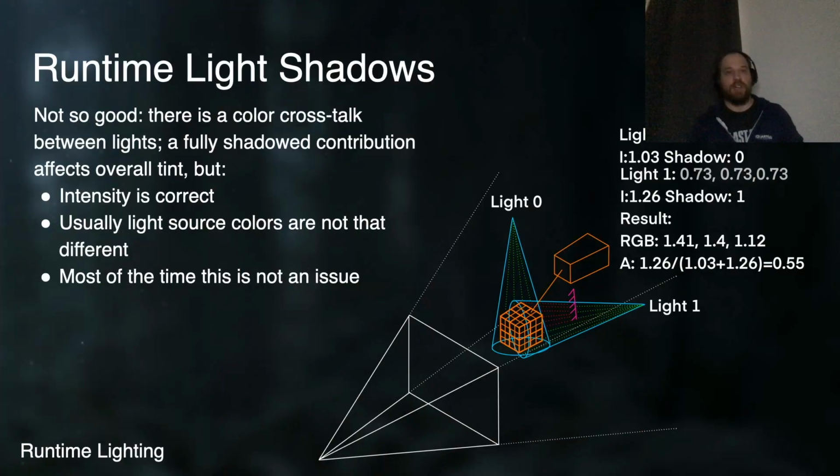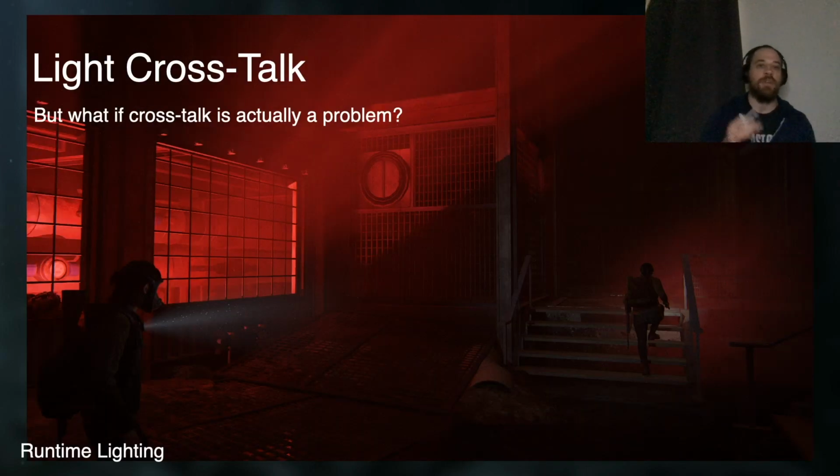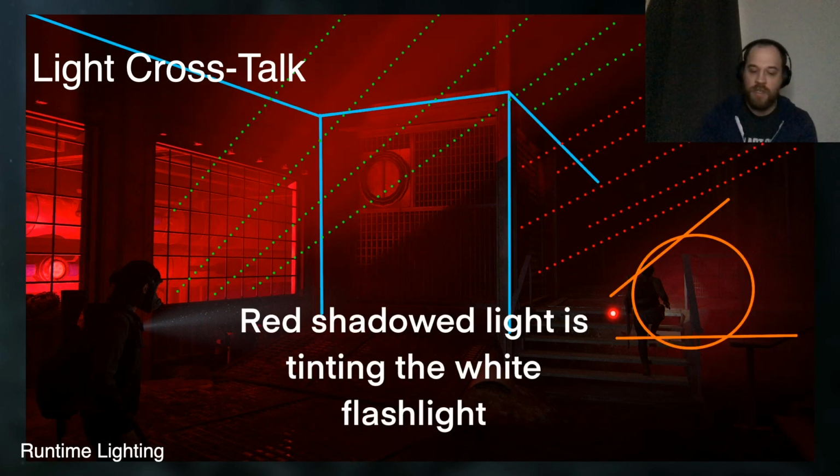What's not so good? The light crosstalk we talked about before. Every light, even if the Froxel is in shadow, is still going to affect the tint of the light source. But the intensity is correct, and in fact, usually the colors are not that different, so you wouldn't even notice. Most of the time, it's not an issue. But what if it was an issue? In this particular case, you see that we have this big cone light coming through this grid, through this fence, and here you can see that it's completely in shadow, so there should be no red in here at all, because this light is not affecting this area at all. Yet Dina's flashlight here, character Dina's flashlight, is red.